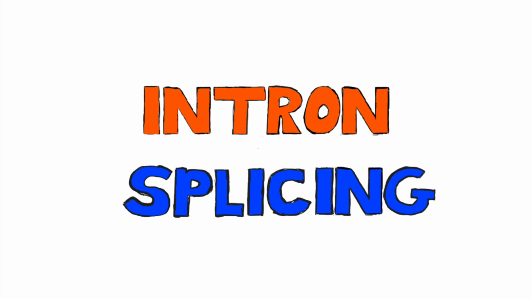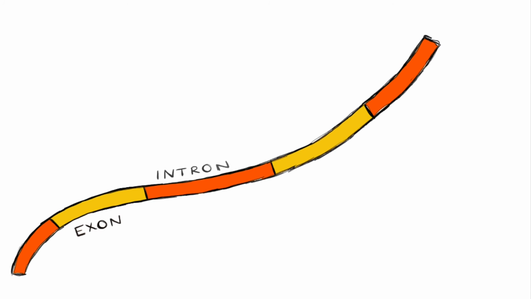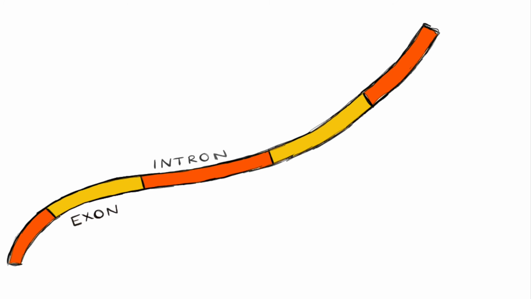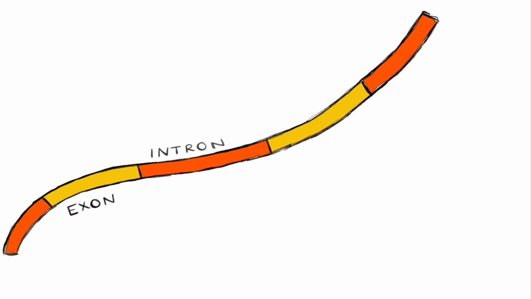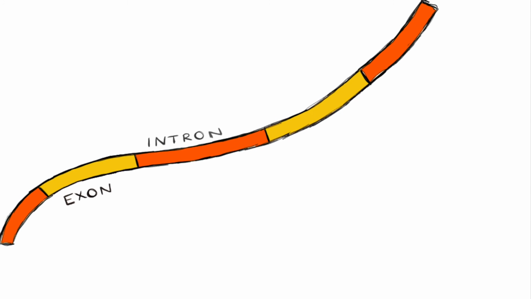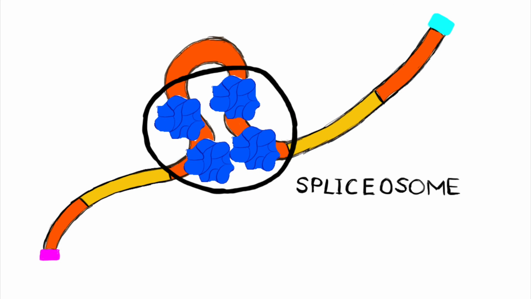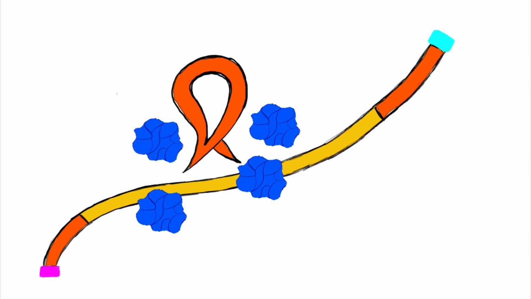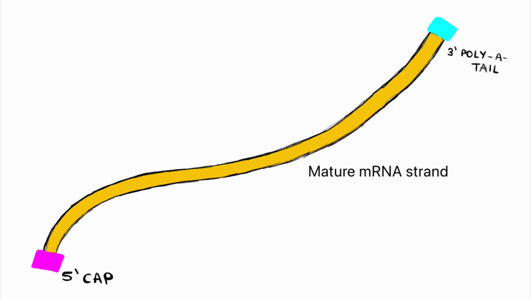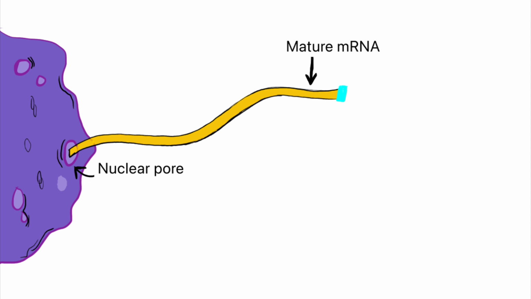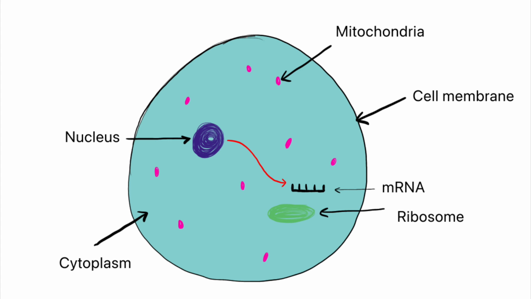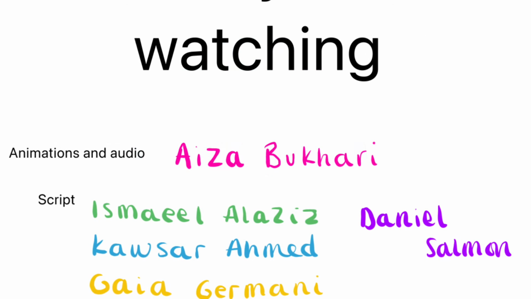Intron splicing. The strand of messenger RNA that's made during transcription includes exons that code and non-coding sections called introns. In order for the mRNA to be used in translation, the introns need to be removed. This process is performed by a complex of proteins and RNA called a spliceosome. This complex removes the intron segments and joins the adjacent exons to produce the mature mRNA strand. This mRNA strand is then able to leave the nucleus via a nuclear pore, ready for the next step, translation.